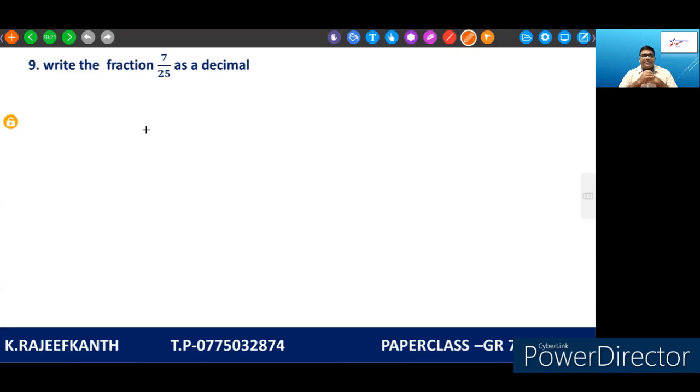Write the fraction 7 over 25 as a decimal. 7 over 25. In two methods, we can find the answer. We can convert this fraction into a decimal. The first method is to make the denominator a power of 10. That means we can make it 10 or 100 or 1000 or 10,000. Those are powers of 10. The second method is to divide the numerator by the denominator. So in these two ways, you can convert this fraction into a decimal, right?